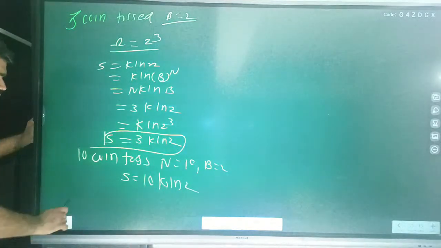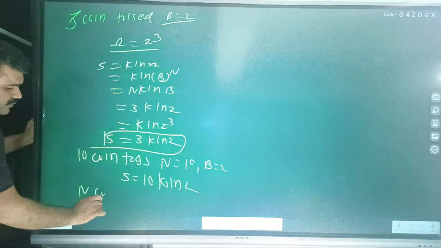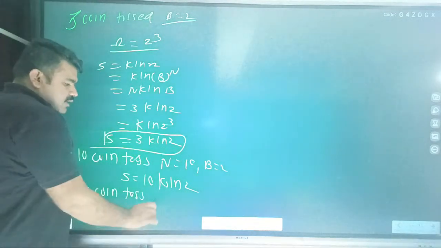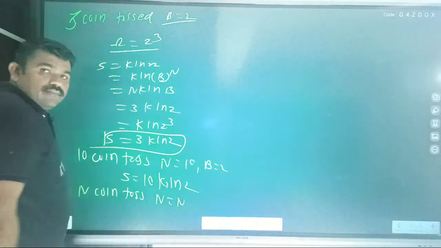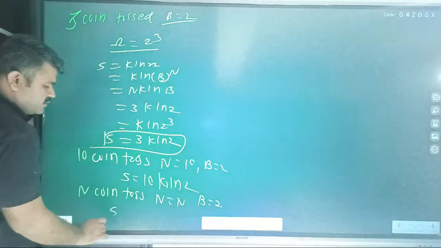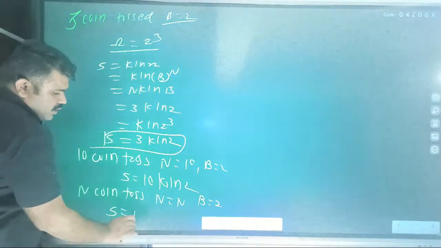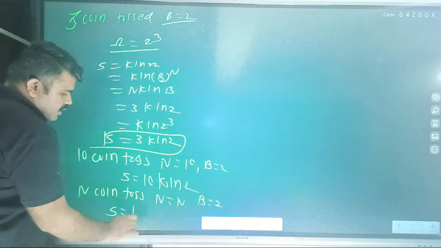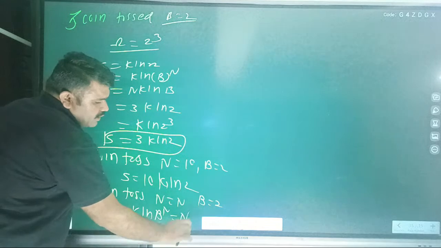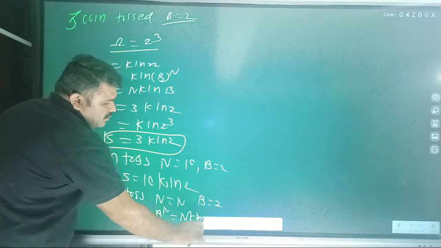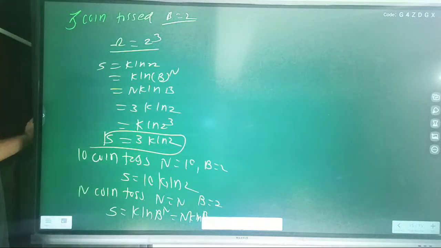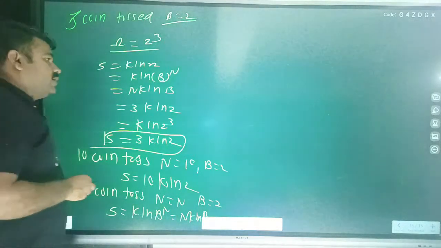Okay. Next. Suppose n coins are tossed. Then n is equal to n. Basis is equal to 2. Then entropy S is equal to k ln basis raised to n, which is n k ln b. Because the system here is a coin.